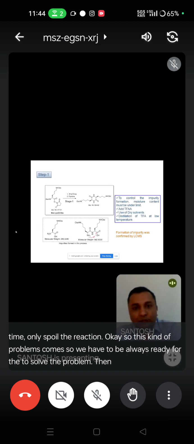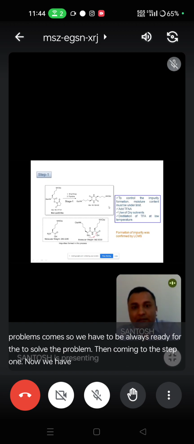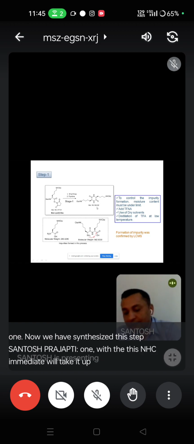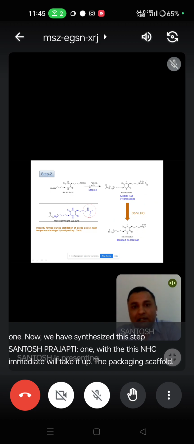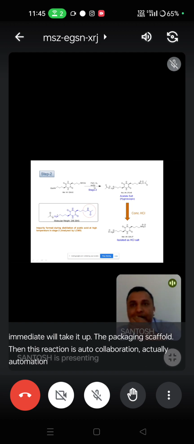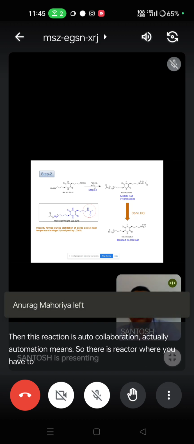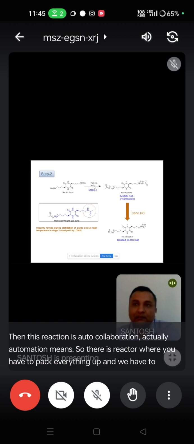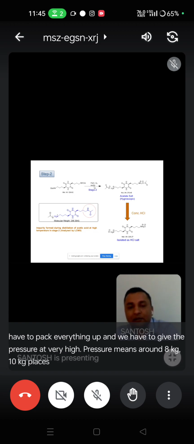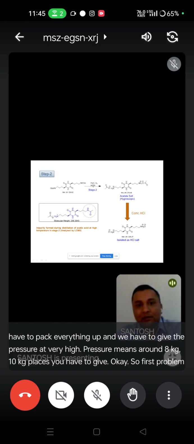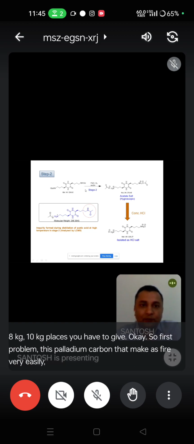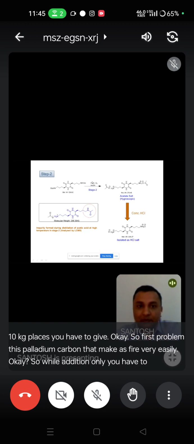Then coming to the next step. Now we have synthesized step 1, the NHS-activated diketopiperazine scaffold. This reaction is actually an autoclave reaction. Autoclave reaction means there is a reactor where you have to pack everything and give very high pressure, around 8 kg, 10 kg pressure. The first problem is that this palladium on carbon may catch fire very easily, so during addition you have to be very, very careful.